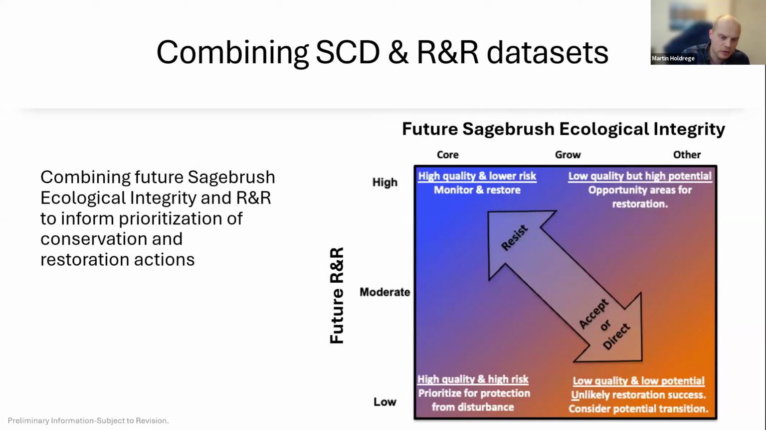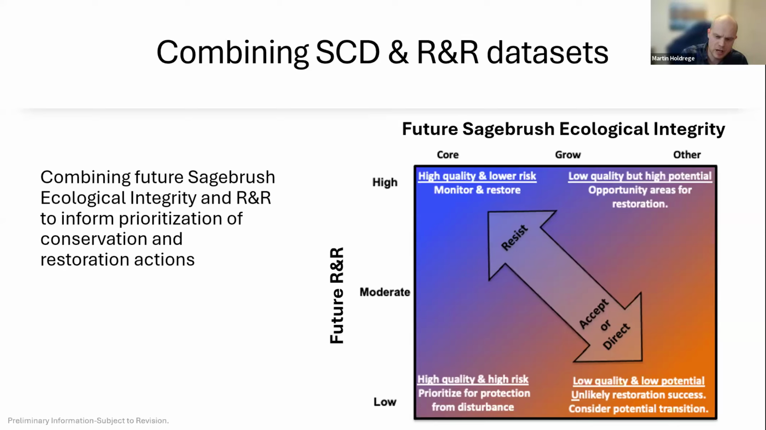And we're also now in the early stages of another project that's trying to combine these two different data sets. This is a conceptual diagram showing what we're hoping to learn by combining them. On the vertical axis, we're showing the future resistance and resilience category, and on the top, the future sagebrush ecological integrity category. So this space shows some potential different places on the landscape.